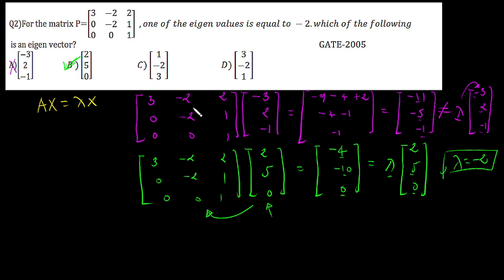Now you may check options C and D, but they aren't satisfying this condition. So the correct eigenvector for this matrix, particularly for this eigenvalue of negative 2, is given in option B. So option B is the right choice. Let's move to question 3.